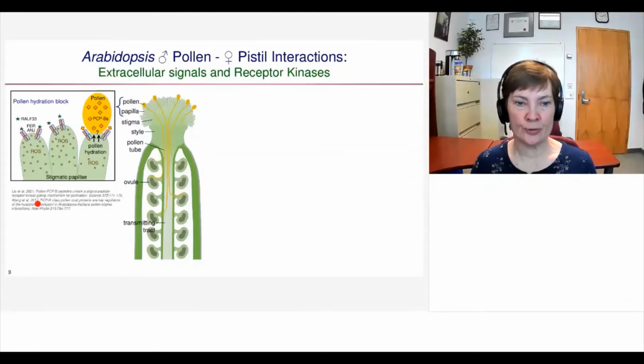Previous work by Wang et al. showed that these PCBs are small peptide-like ligands that are required for pollen hydration. The PCBs were found to bind to Feronia and Angia and shut down the ROS production to allow for pollen hydration. So we think there are additional players involved in a positive regulatory loop to allow for pollen hydration, and I'll talk about that more later.